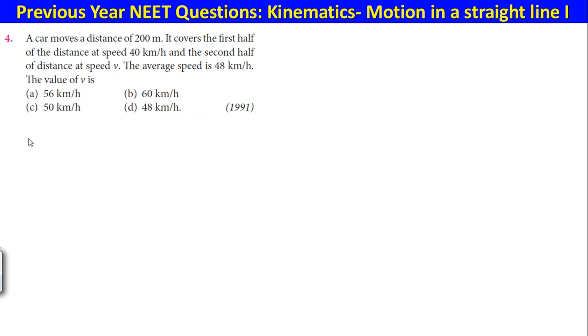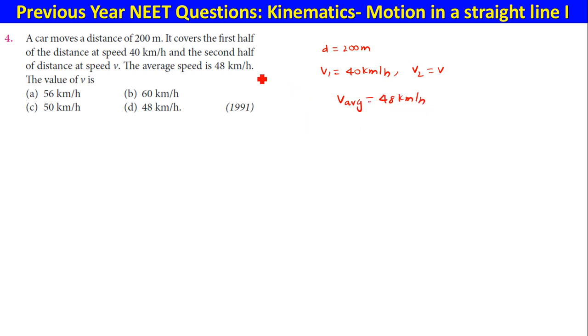Yes. Now let us take the fourth question. A car moves a distance of 200 meters. It covers the first half of the distance at 40 km per hour. It is the same as the first two previous problems, isn't it? So it covers the first half of the distance at 40 km per hour, let us say v1 is 40 km per hour, and the second half at a speed of v. The average speed given is 48 km per hour.